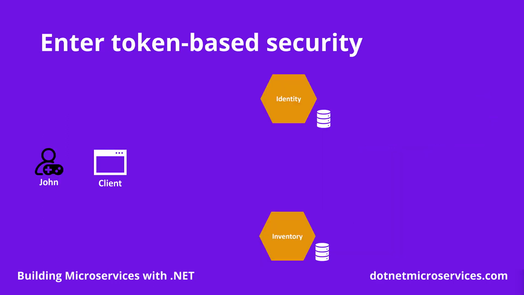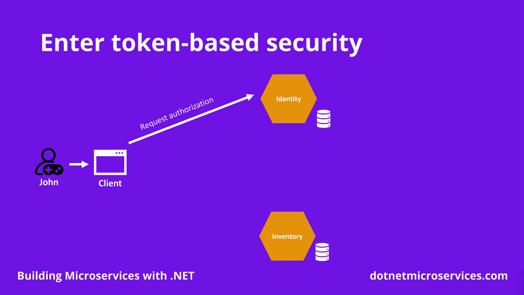What is then the right way for our client to request access to John's inventory back? The ideal and modern approach is called token-based security, and it works like this. When John wants to get his inventory back, the client first requests authorization from an authorization server, which in our case would be our identity microservice.